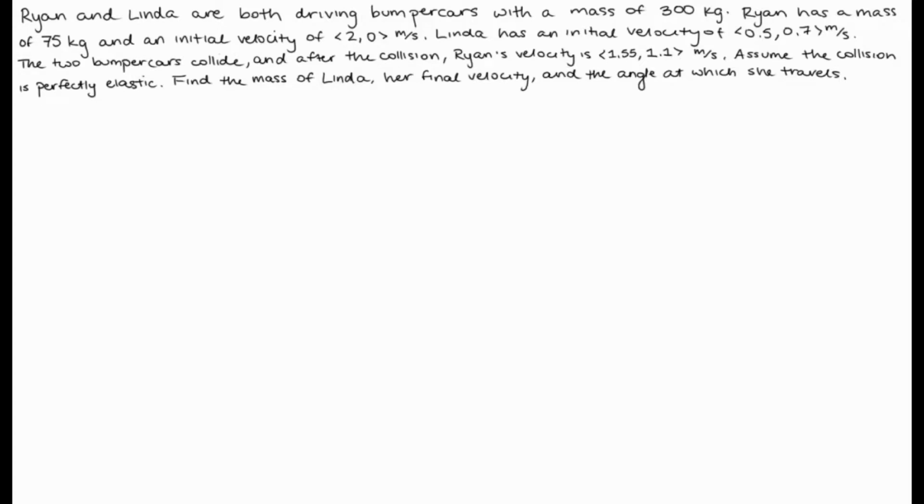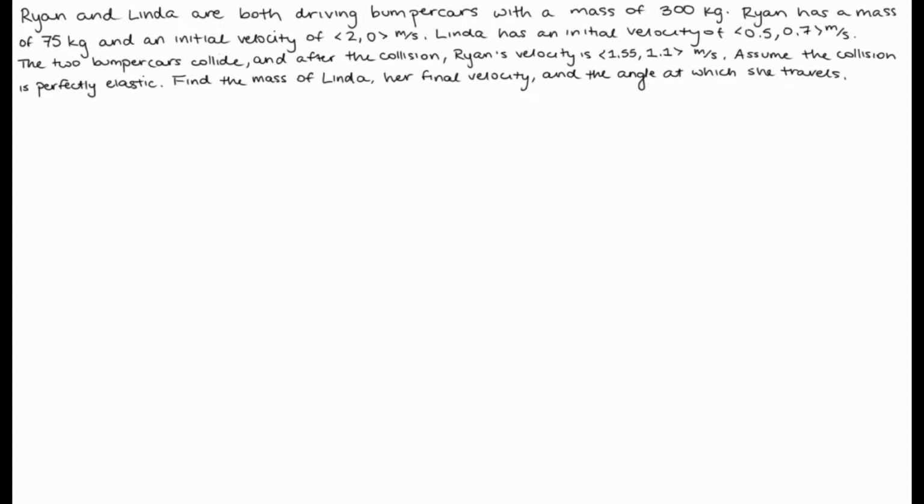Ryan and Linda are both driving bumper cars with a mass of 300 kilograms. Ryan has a mass of 75 kilograms and an initial velocity of (2.0, 0) meters per second. Linda has an initial velocity of (0.5, 0.7) meters per second. The two bumper cars collide, and after the collision, Ryan's velocity is (1.55, 1.1) meters per second.